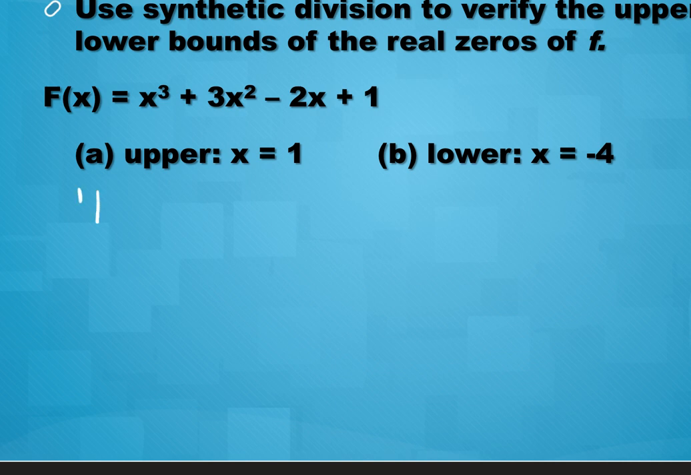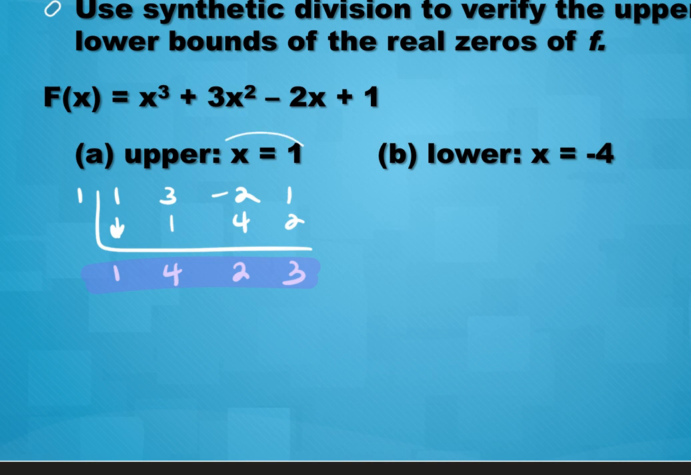So I'm going to put 1 on the outside. 1, 3, -2, 1 are my coefficients and my constant. Bring down the 1, multiply by 1, put it in the next column and add it. Multiply it, put it in the next column and add it. Multiply it, put it in the next column and add it. And all of these signs are positive, which proves that 1 is an upper bound.